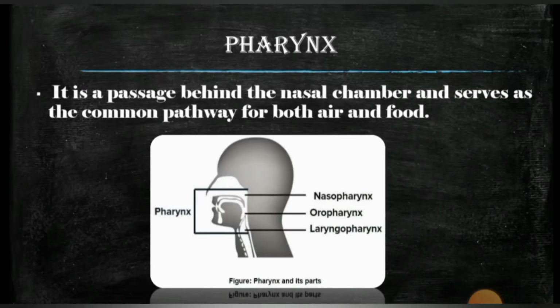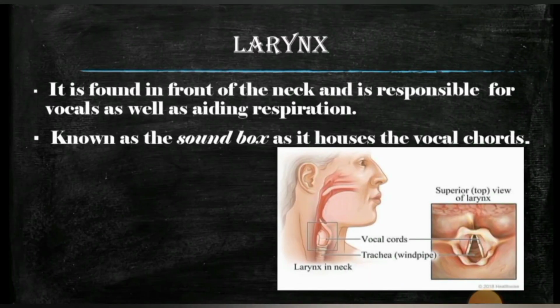Pharynx. It is a passage behind the nasal chamber and serves as the common pathway for both air and food. Next is the larynx. It is found in front of the neck and is responsible for vocals as well as aiding respiration. It is known as the sound box as it houses the vocal cords.